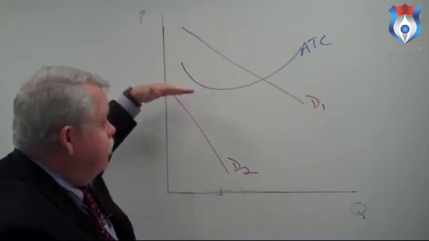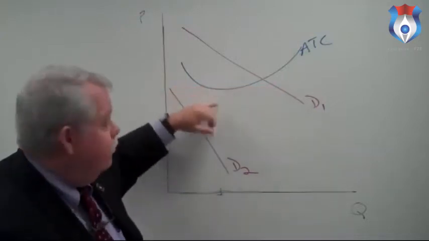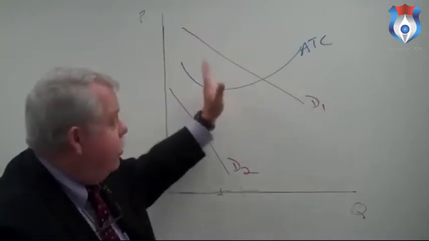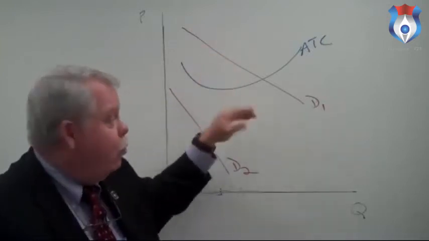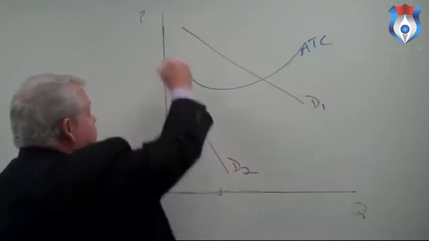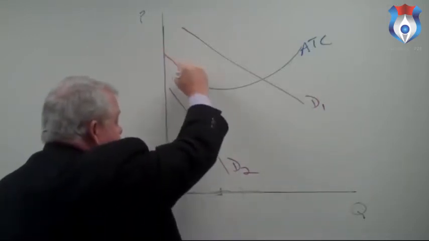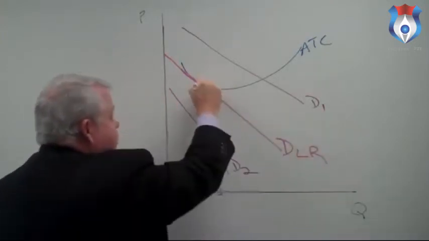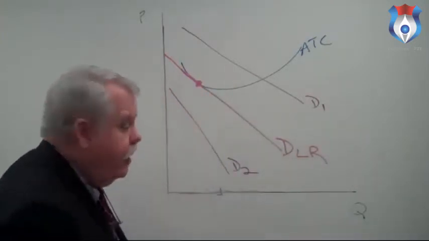But remember, the demand curve is not flat, so they won't be tangent to average total cost down here. But their new long-run demand curve will be tangent to the average total cost curve, somewhere along in here. That's supposed to be tangent. Let's call that D long run, where you have a point of tangency here. And that's where they'll be operating.